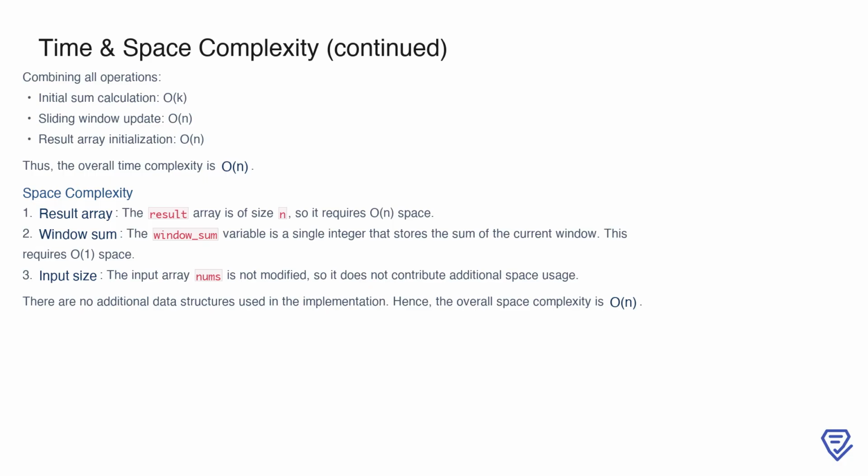For the space complexity, we start with the result array, which requires O(n) space since its size matches the input array. The window_sum variable, used to store the sum of the current window, is just a single integer, requiring O(1) space. Additionally, the input array nums is not modified, so it does not contribute to additional space usage. Since no extra data structures are used, the overall space complexity is O(n).